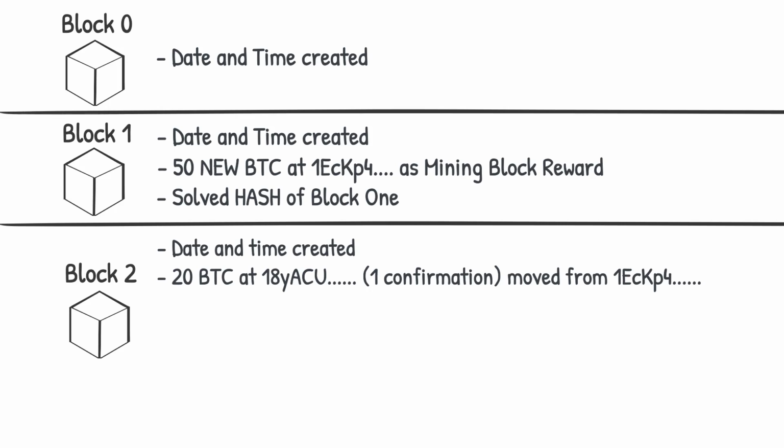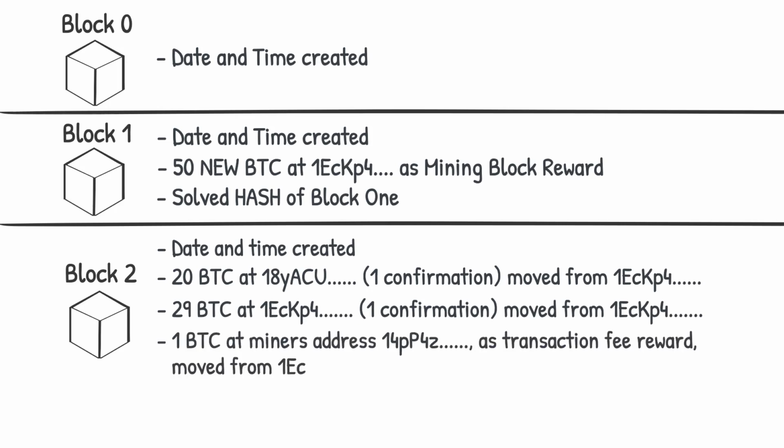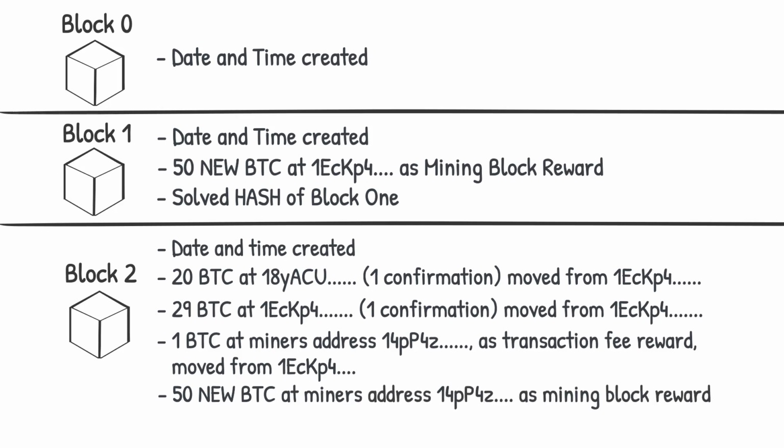1ECKP4, etc. plus 29 Bitcoins at 1ECKP4 and so on. 1 confirmation moved from 1ECKP4, etc. plus 1 Bitcoin at miner's address 14PP4Z and so on. As transaction fee reward moved from 1ECKP4, etc. and 50 new Bitcoins at miner's address 14PP4Z, etc. as mining block reward, plus solved hash of block 2.